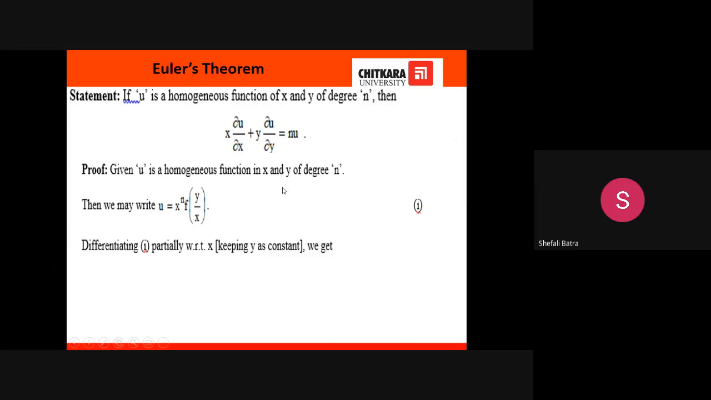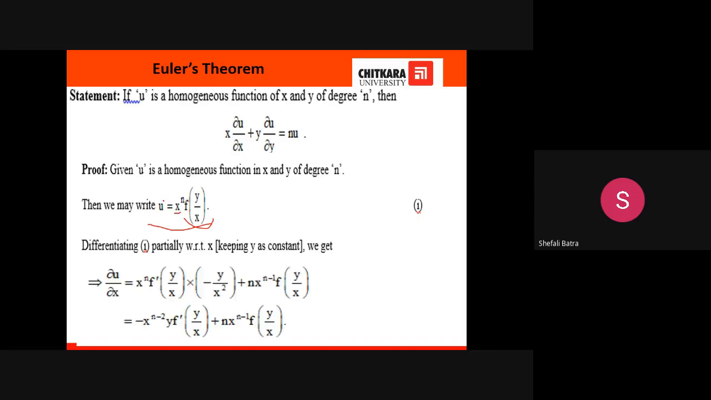U is a homogeneous function in x and y of degree n. If it is a homogeneous function, then you can express u like this: x power n times a function of y by x. Then I need ∂u/∂x, to partially differentiate this with respect to x. So what would it be? There are two functions of x, so you will be applying the u into v rule.